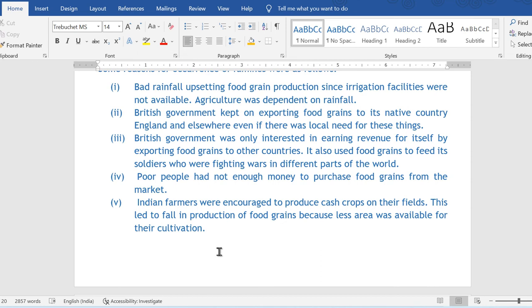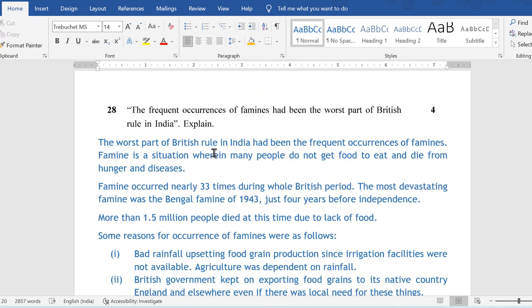Indian farmers were encouraged to produce cash crops because they had to meet the revenue requirements imposed by the British government. This led to the fall of the production of food grains because less area was available for cultivation. These were some of the reasons why famines occurred during the British rule in India. And this has been the worst part of the British rule as well.